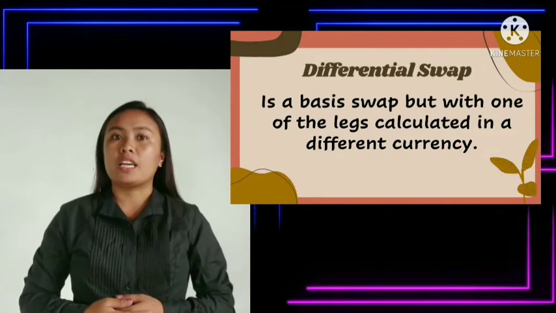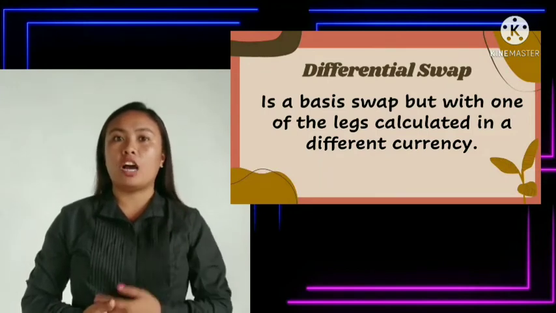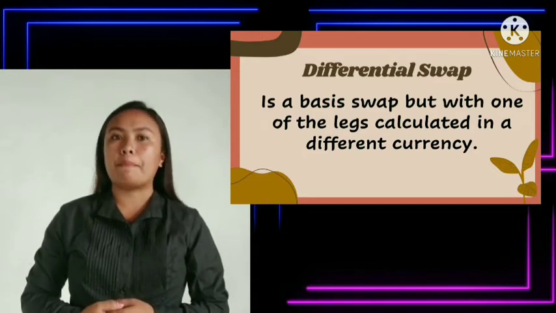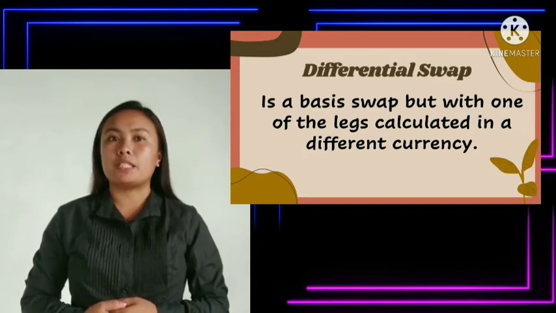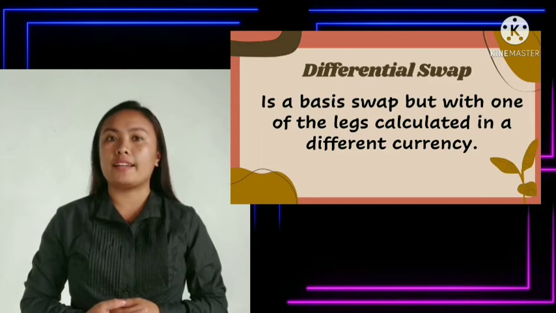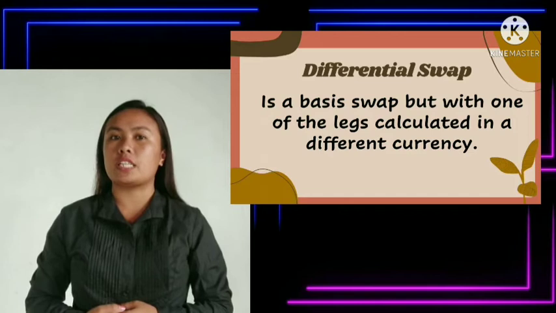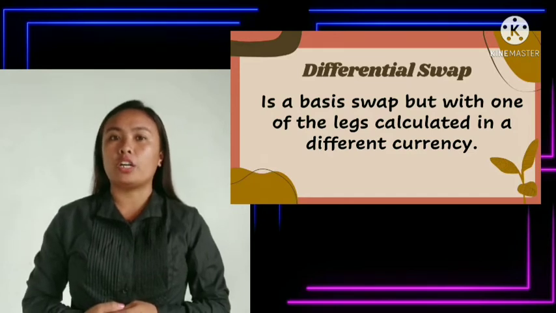Differential swap is a basis swap but with one of the legs calculated in a different currency. A differential swap allows a company to take a position linked to an interest rate index denominated in a currency that differs from the currency of the loan or deposit without running exchange rate risk.